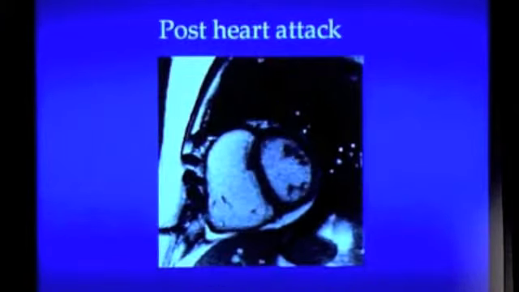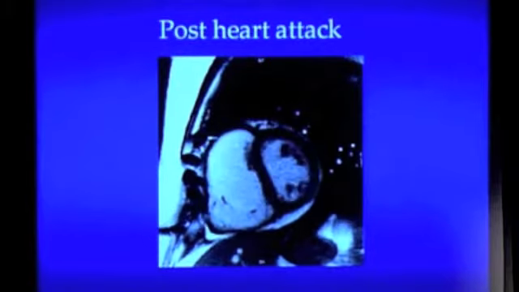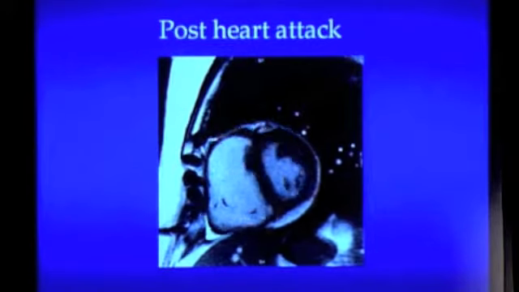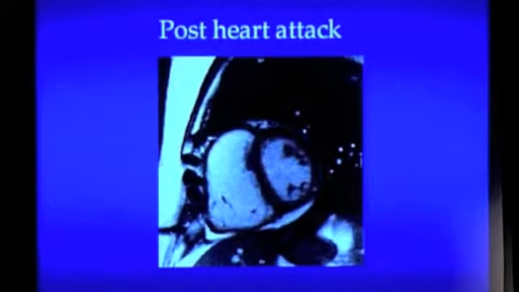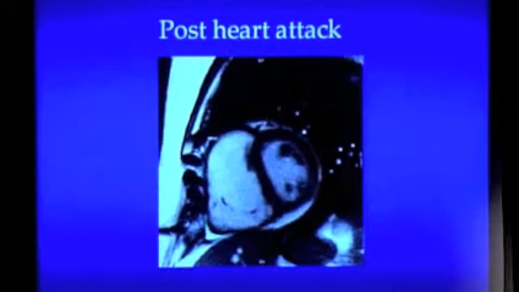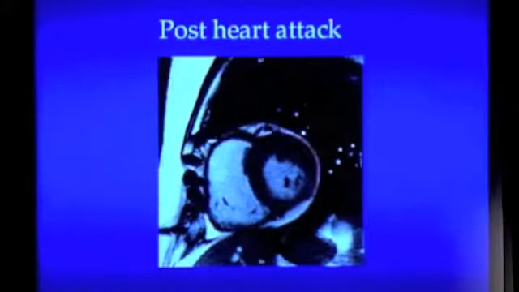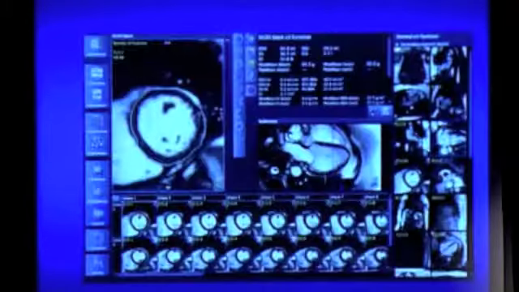So here's an example of somebody who's had a heart attack. And here you can see that this bottom part of the heart here is not thickening at all, and the top part is. So this is the result of that heart attack. This is, by the way, not a Kawasaki patient, but I just brought it because it's a good example showing this abnormality. Okay.